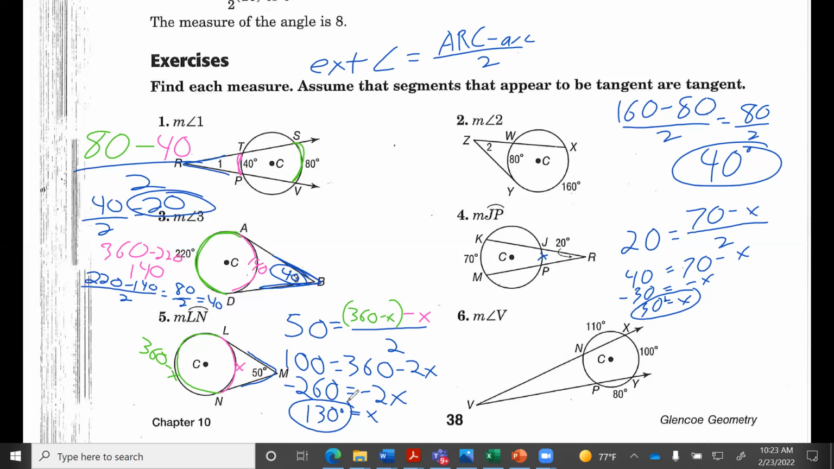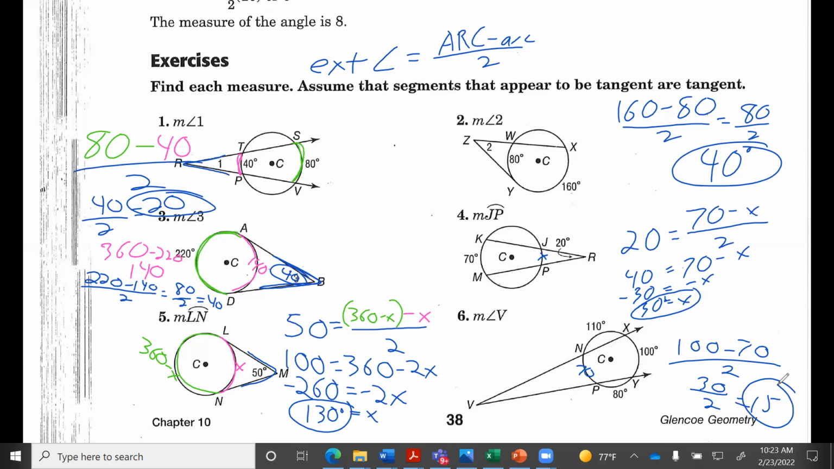Number 6 is actually easy compared to what we just did. We have most of the arcs labeled. We're just missing one of the arcs. We've got the 110, the 100, the 80. All of them have to add up to 360. So the missing piece there is 70. So 100 minus 70 divided by 2. Compared to what we just did, that one was much easier.